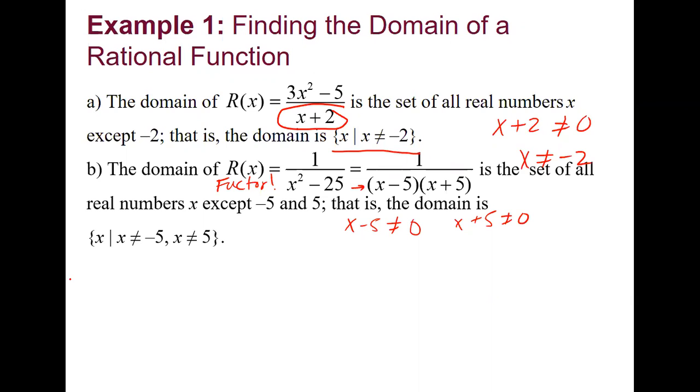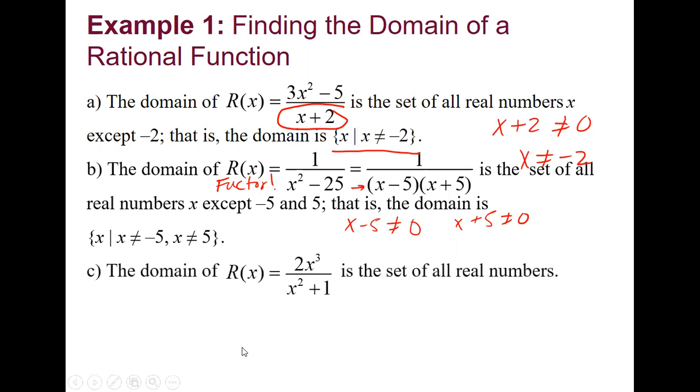Okay. So example A is not having a factor, right? Example B is you have to factor. X squared minus 25 is a difference of two squares. So what multiplies to give you -25 but adds to give you 0? That would be -5 and +5. Cool? All right. Next example.